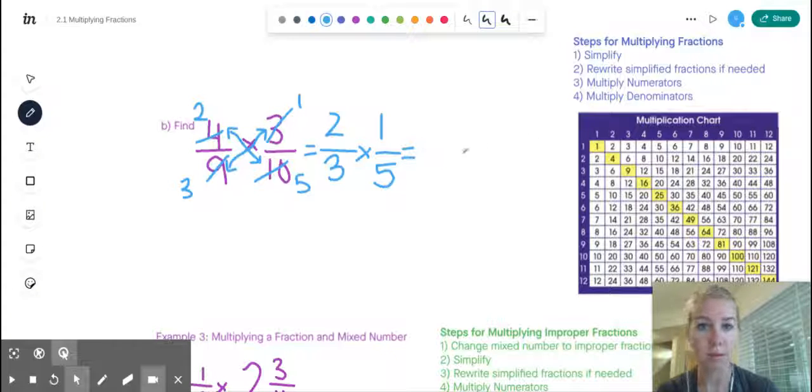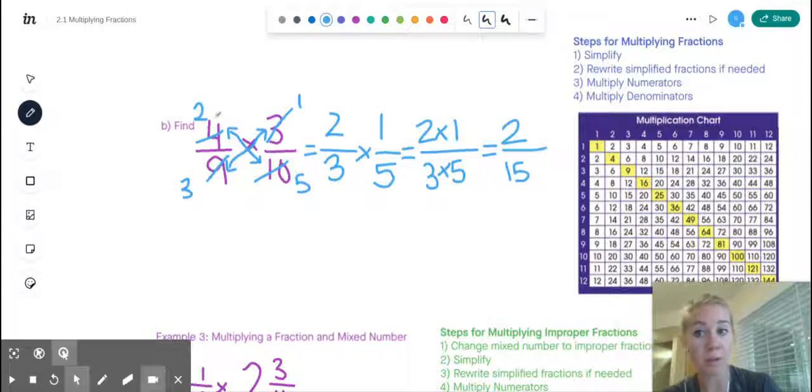Okay, step 3 is to multiply the numerators. So my numerators are 2 times 1. See, these are nice and small numbers after we have simplified. 2 times 1 is 2. And the bottom are denominators, 3 times 5. And I think we did that earlier too. 3 times 5 is 15. So our answer is 2/15.